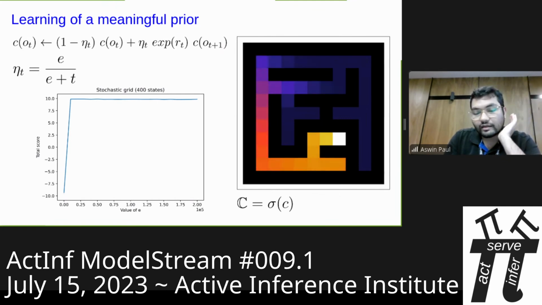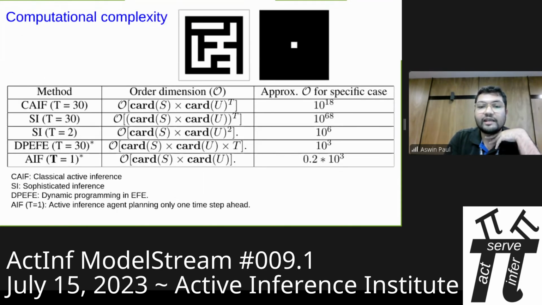And given these two solutions, we could scale up the active inference algorithm for decision making. Talking about computational efficiency, we saw that the dynamic programming method could plan 30 time steps into the future with a computational complexity of only, say, 1,000, compared to, say, 10 to the power 68 for sophisticated inference. And the second method, which learns the prior preference, which we call AIF, only needs to plan one time step ahead. So it is way more computationally efficient in that sense, but it has to learn.